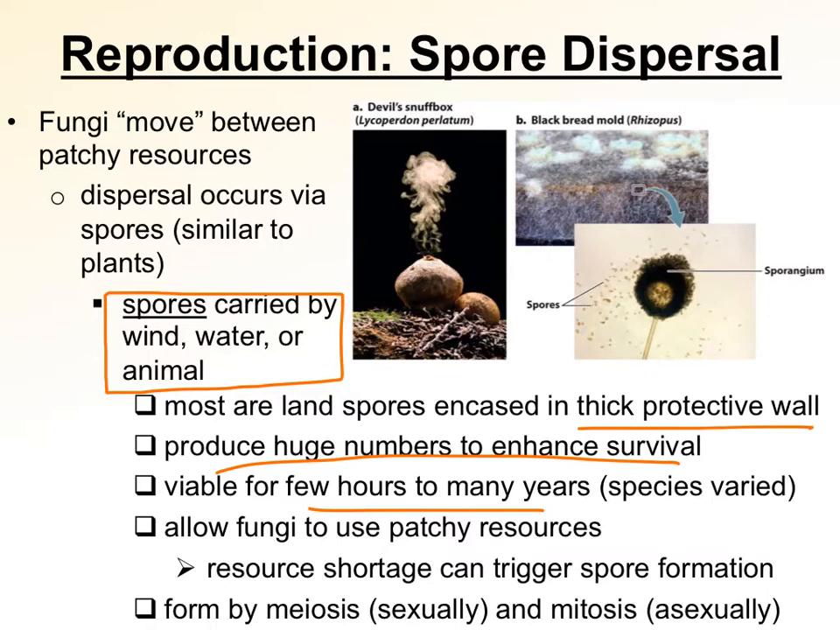Oftentimes, if resources become very limiting, that triggers spore formation, which allows the organism to reach out and recultivate in new regions. They can be formed in two different ways: sexually or asexually. Sexually, we know they're produced by meiosis; by mitosis, it would be asexually. And I should mention, it'll probably be on a future slide, that spores are always going to be thought of as haploid.